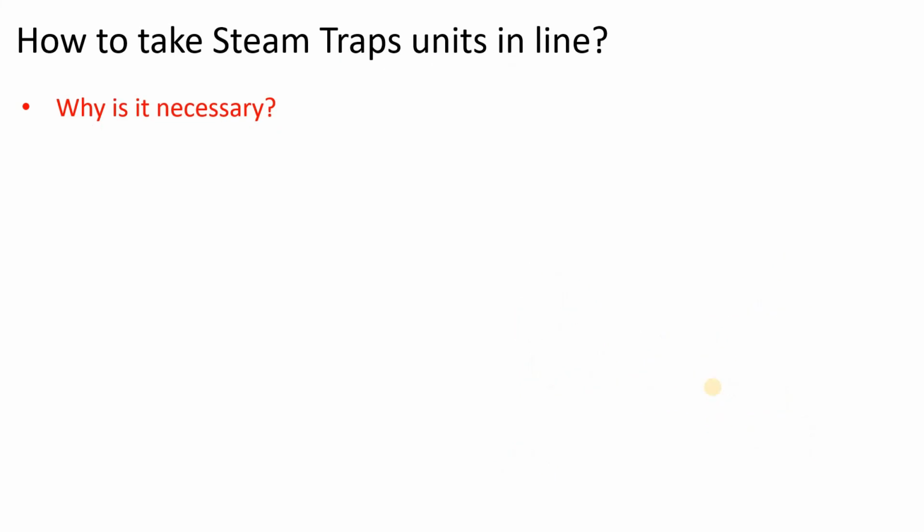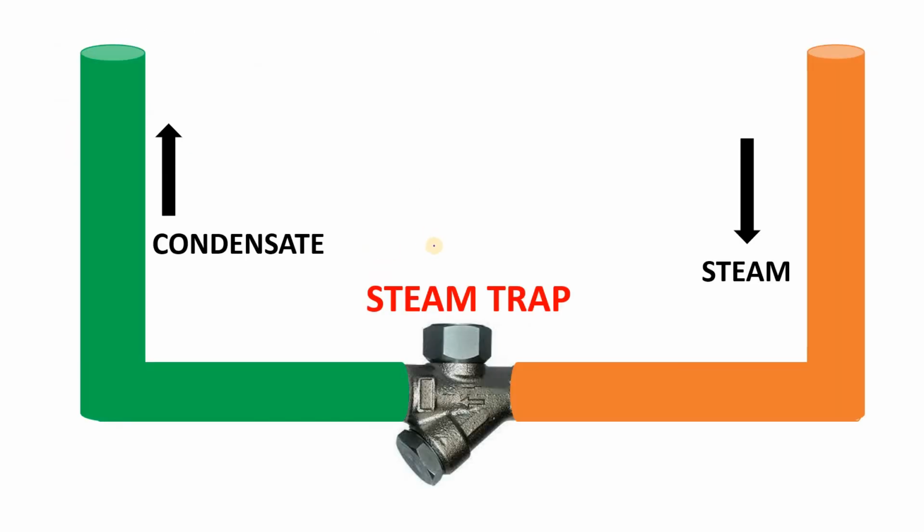Got it? Now just see here how to take the steam trap unit in the line. Why is it necessary? Suppose in your plant a thermography is going to happen. In thermography we check whether our steam trap is working properly or not, and whether any passing is going on or not. Mainly we check the proper function of this STU.